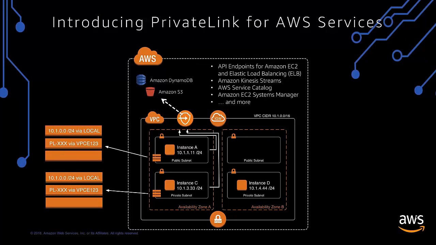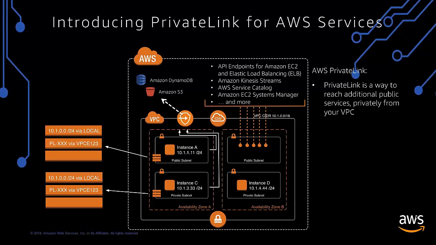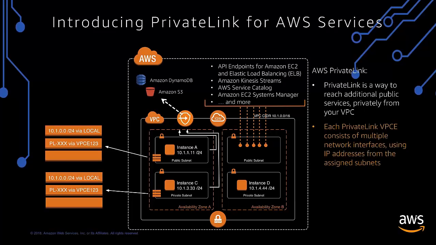So the PrivateLink model looks like this. For all these services, each one of them would get an IP address in our public subnet or private subnet, it's not important. But each one of these now looks like it lives in our VPC. So with PrivateLink, you can get to public services privately from your VPC. Each endpoint would consist of multiple IP addresses in your VPC, so it's going to use your addressing range, so it looks like it just lives in your VPC and lives in your subnets.